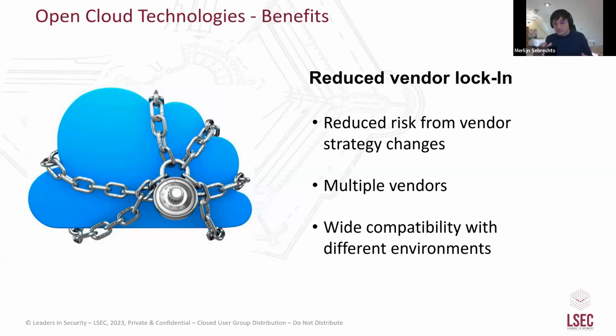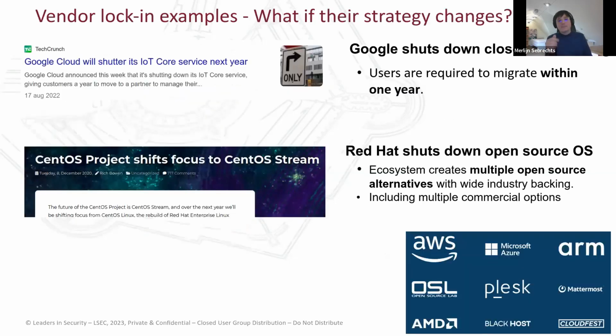Because there are multiple vendors, there is wide compatibility with different environments. But to make this a little bit more concrete, I want to give an example of something that happened in the last year. Last year, Google shut down its closed source IoT offering. If you are a user of this offering, then you only have one choice. You have to migrate within 1 year, because after 1 year, Google will just shut it down, and there's no chance for your company to keep using it after that time.